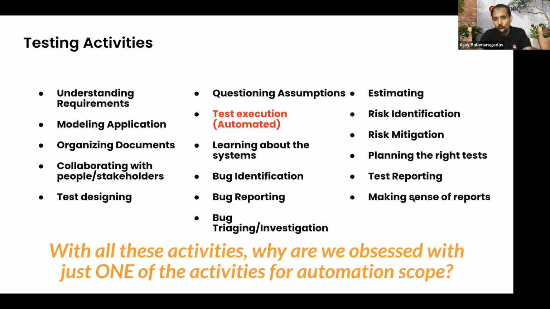So the $1 million question for you is there at the bottom. With all these activities, why are we obsessed with just one of the activities for automation scope? Why? What is 508 testing? It is something related to do with accessibility. I'm not sure why it came up here, but then that's the answer, Rutik. Okay, so with all these activities, why are we obsessed with just one of these activities for automation scope? That is the one in the red, the test execution, right?